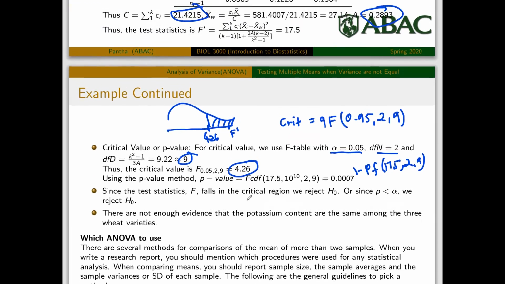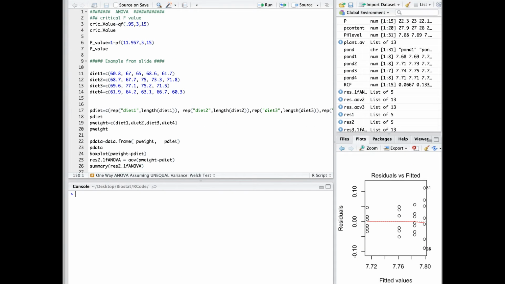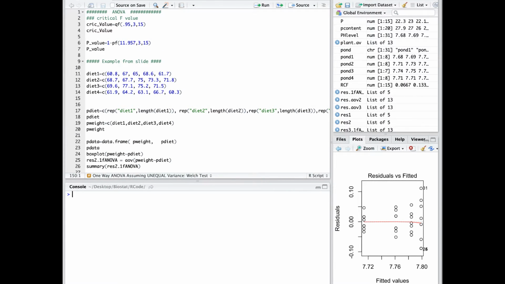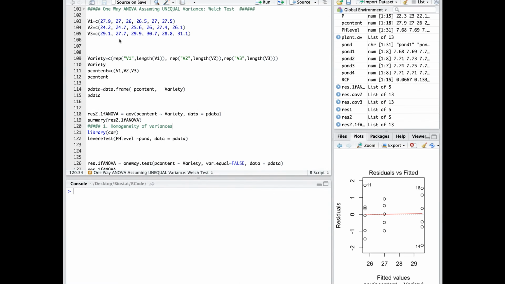So let's do exactly the same problem using R. You can see this is the R code. I have uploaded this code in the Georgia view. Let us do this exact same example using R. If you want to do it by hand, you can, but it is a lot of work. So what I'm going to do is copy these data points into R: variety G, variety A, variety L. I will call them V1, V2, V3, and copy those. So V1 is that data, V2 is that data, and V3 is that data.